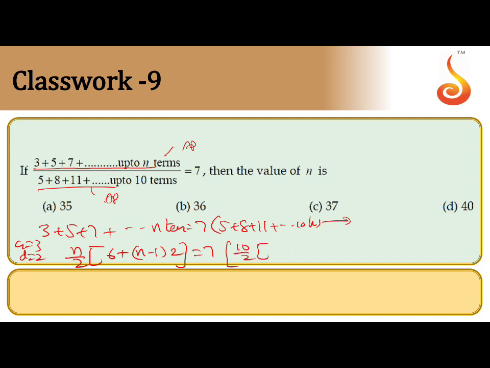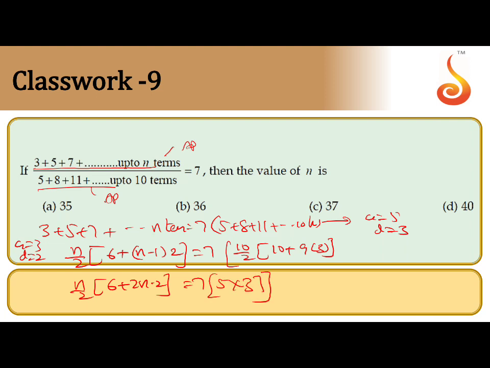Here in this case a is 5 and d is 3. So 2 into 5 is 10, plus 10 minus 1, which is 9, into d, which is 3. So here n by 2 into 6 plus 2n minus 2 equals 7 into 5 into, so 27 plus 10, 37. I hope this is clear.